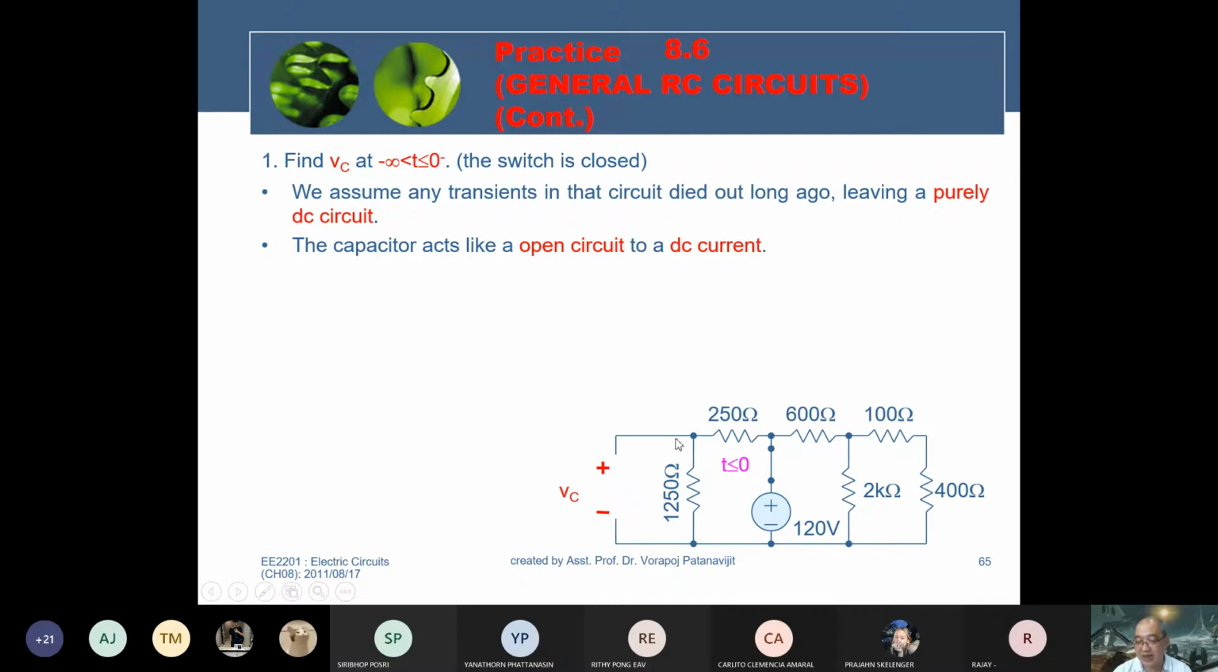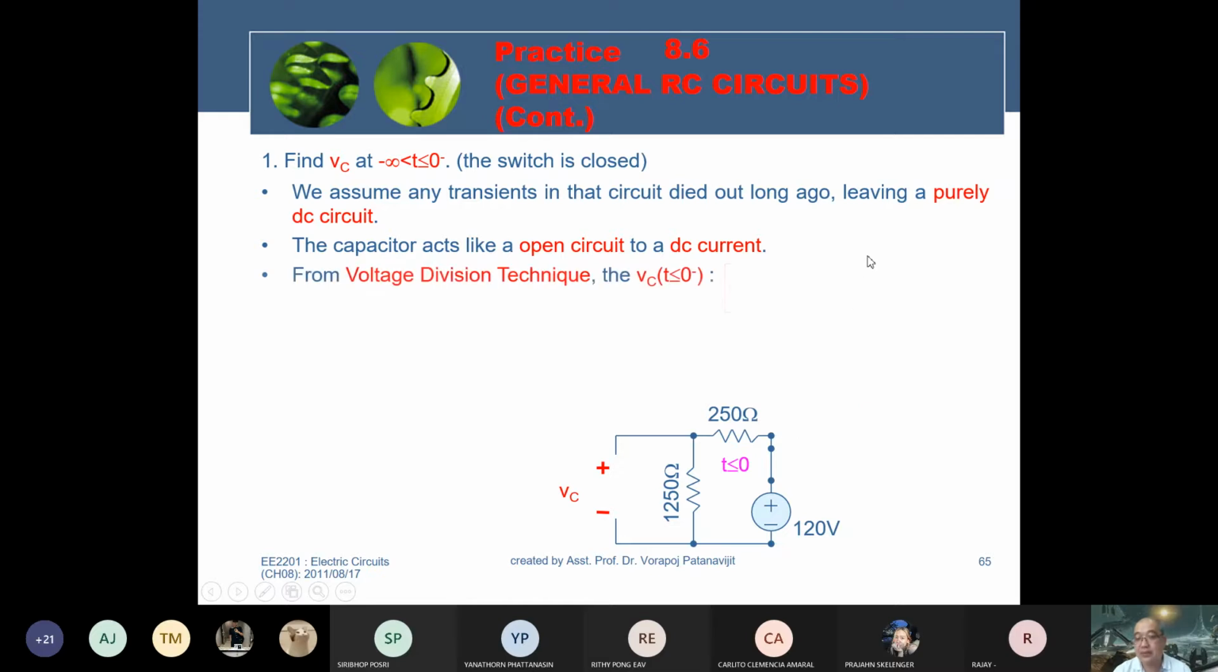the 1250 ohm here. You know that it has two resistances connected with the voltage source, which equals 120. You can apply the voltage divider. The voltage across the 1250 ohm equals 120 volt, 120 volt.